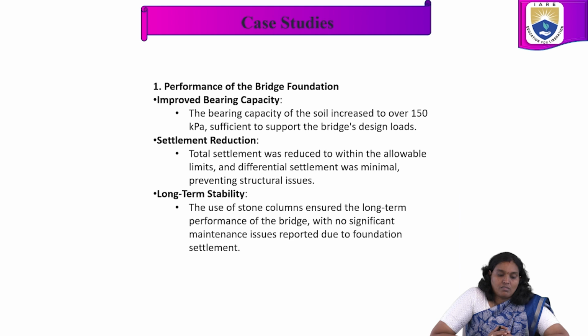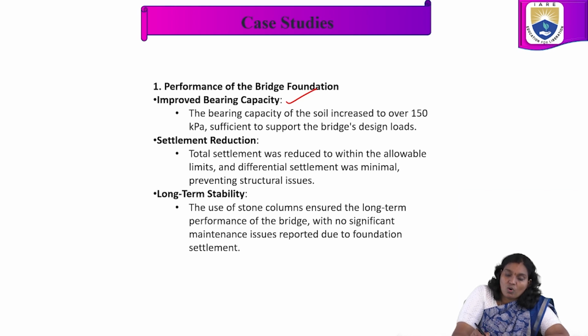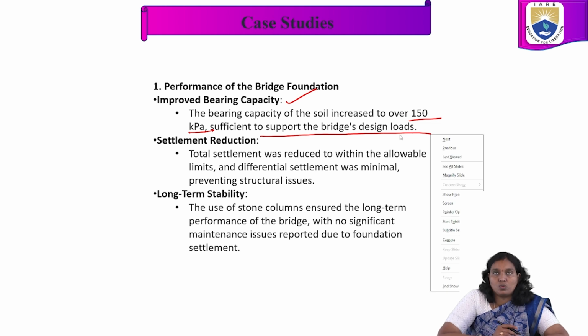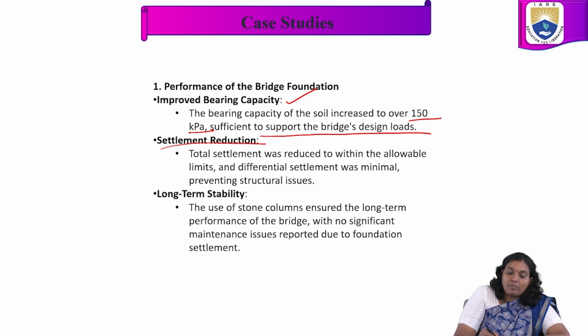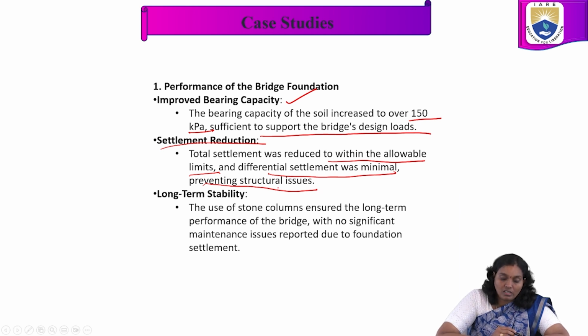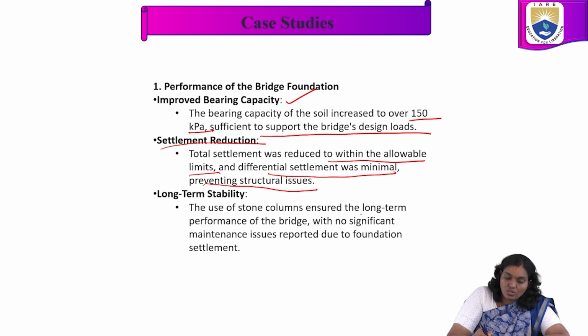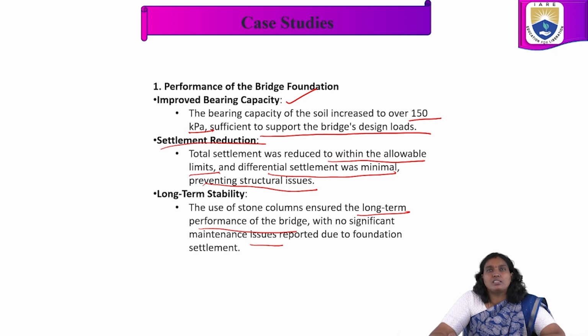So in this, overall performance of the bridge foundation improved. Bearing capacity: the bearing capacity of the soil increased to over 150 kPa, sufficient to support the bridge's design loads. Settlement reduction: total settlement was reduced to within the allowable limits and differential settlement was minimal, preventing structural issues. Long-term stability: the use of stone columns ensured the long-term performance of the bridge, with no significant maintenance issues reported due to foundation settlements.